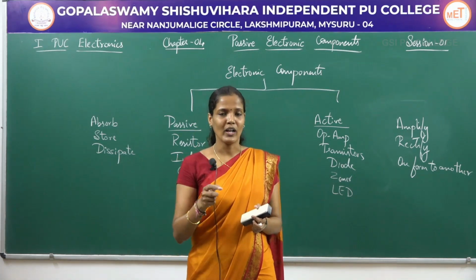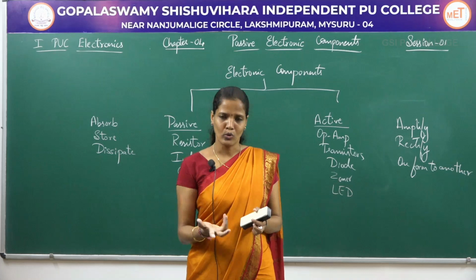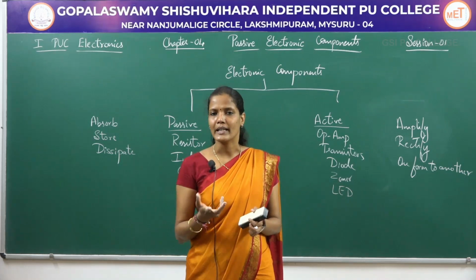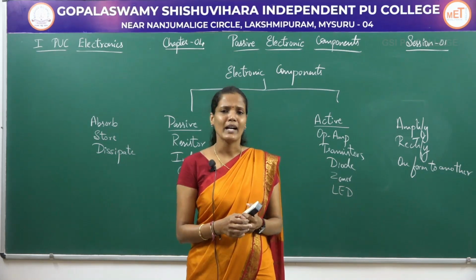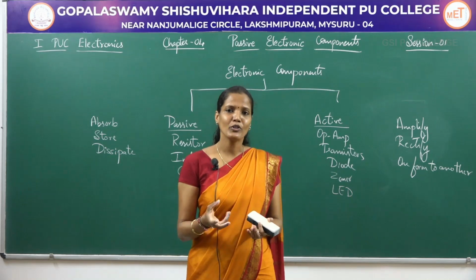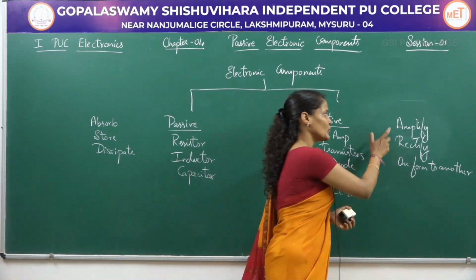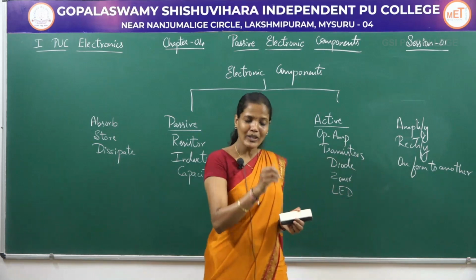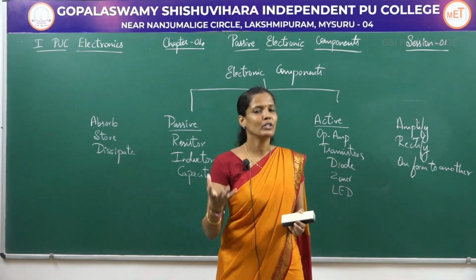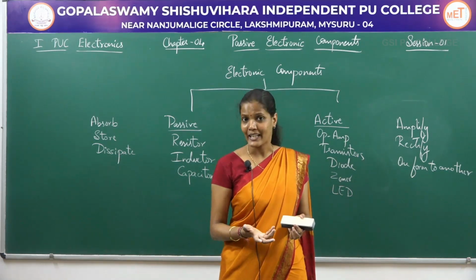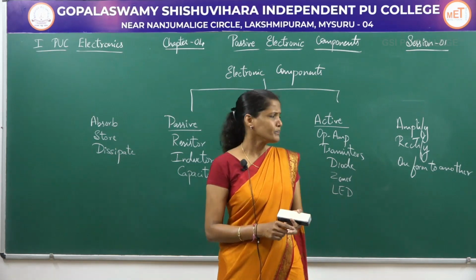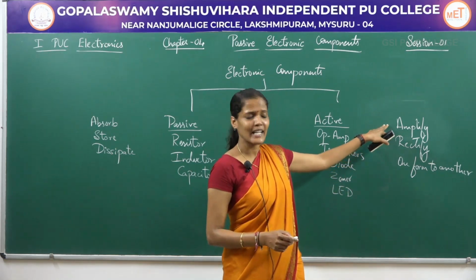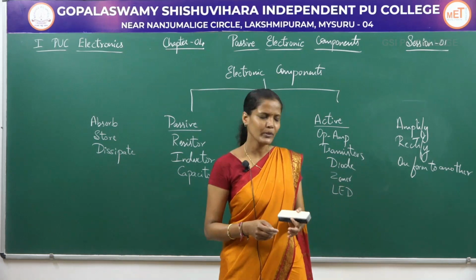Suppose I want a voltage of 10 volts at the output side, but at the input side I am having only 1 volt. So what I am going to do is I am going to build a circuit what is called as an amplifier which strengthens that 1 volt to 10 volts depending upon the gain of that amplifier circuit. We are going to study in detail about this amplifier in second year PUC.